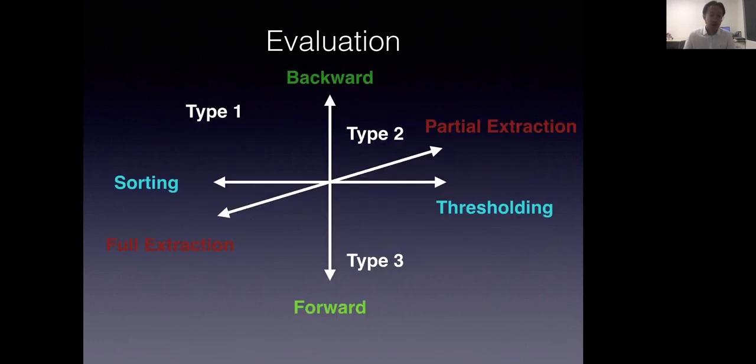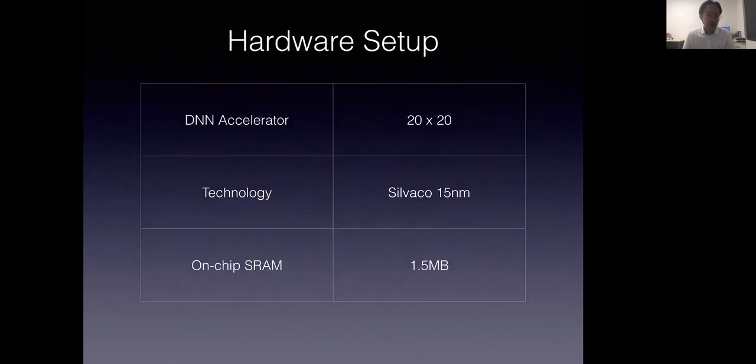We evaluated multiple instances of Ptolemy. Type 1 is using backward sorting and full extraction. Type 2 is using backward thresholding and full extraction. And type 3 is using forward thresholding and full extraction. We evaluate Ptolemy using a 20 by 20 DNN accelerator with a 1.5 MB on-chip SRAM. We feed the parameters into a cycle-accurate simulator.